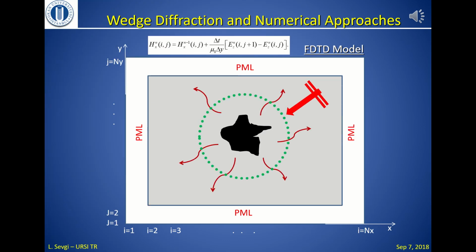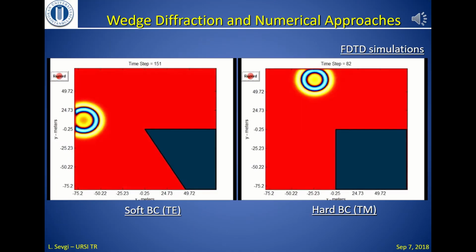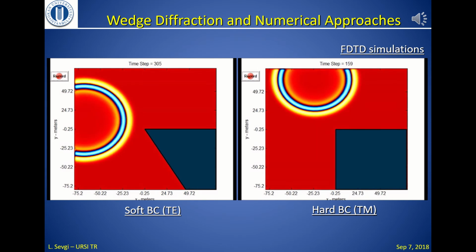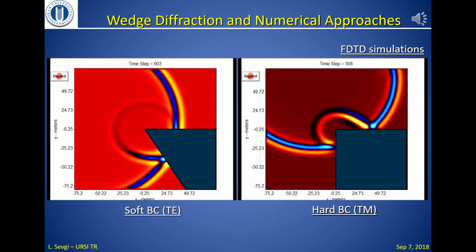This slide shows the classical FDTD approach. You put your object inside the FDTD domain, send the input pulse, and observe time domain response. Then you do FFT and get the frequency behaviors. Here you observe a pulsed cylindrical wave hitting the wedge and scatter.